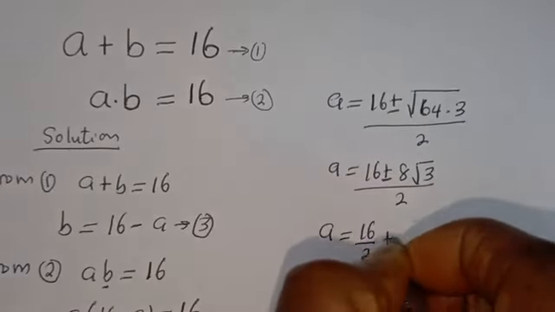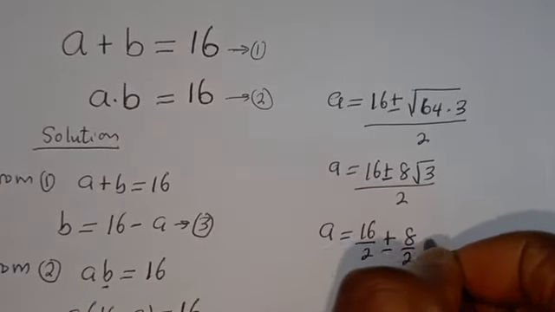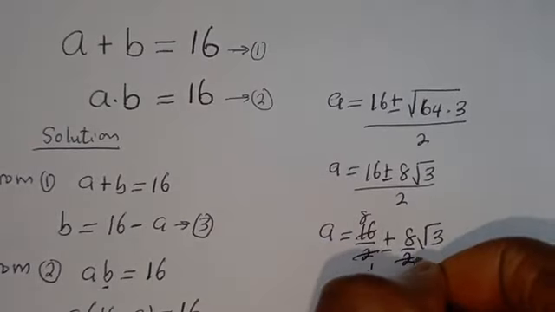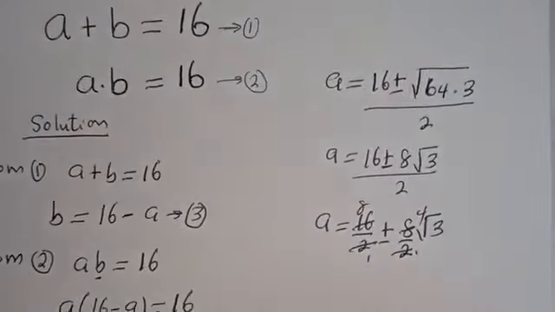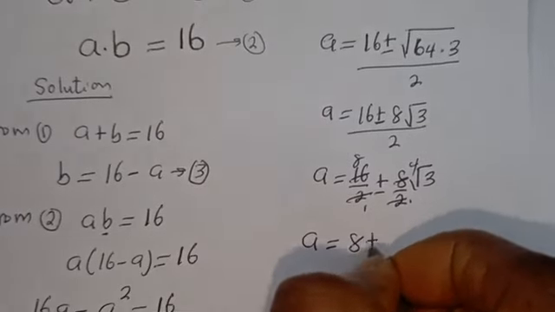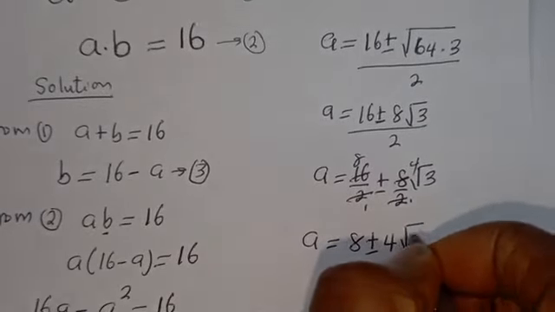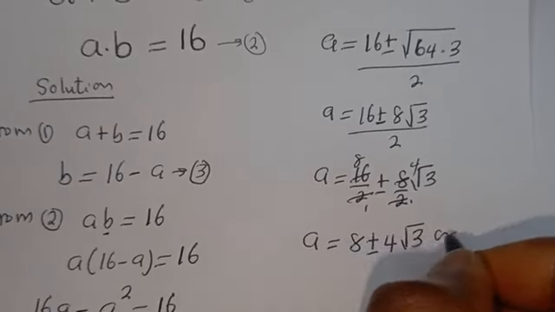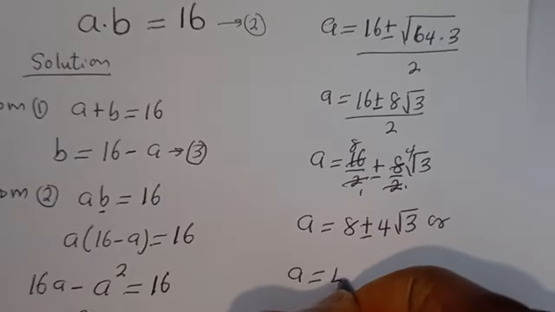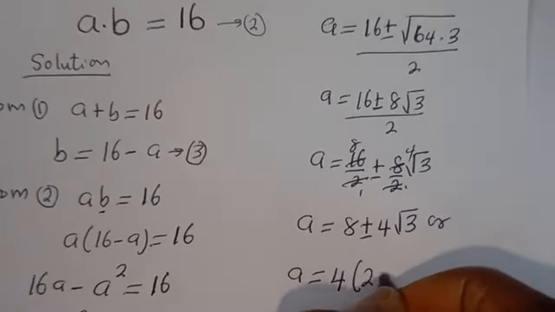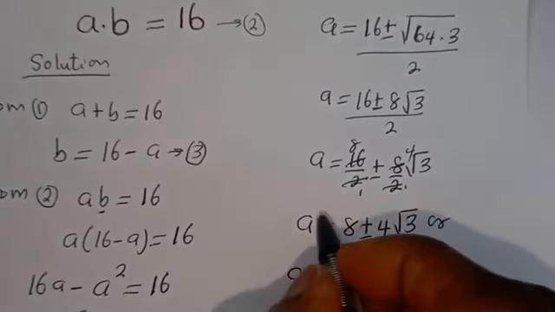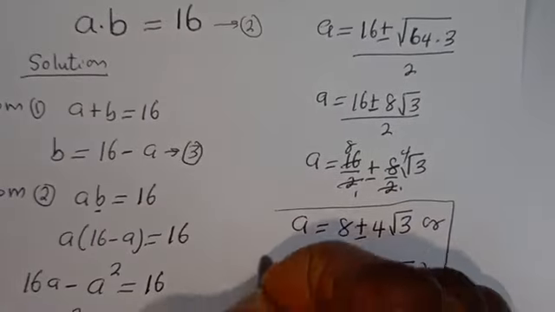Now A is equal to 16 over 2 plus or minus 8 over 2, then root 3. 2 here 1, 2 here 8, 2 here 1, 2 here 4. A is equal to 8 plus or minus 4 root 3, or A is equal to 4 bracket 2 plus or minus root 3. These are the values of A. We've gotten the values of A.